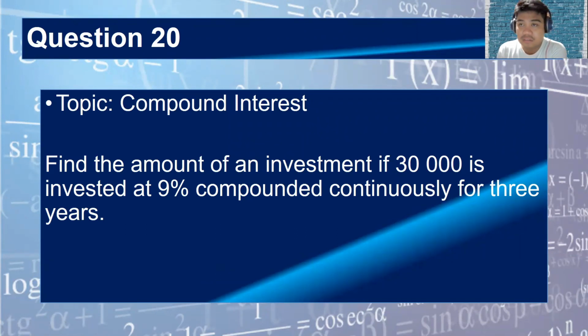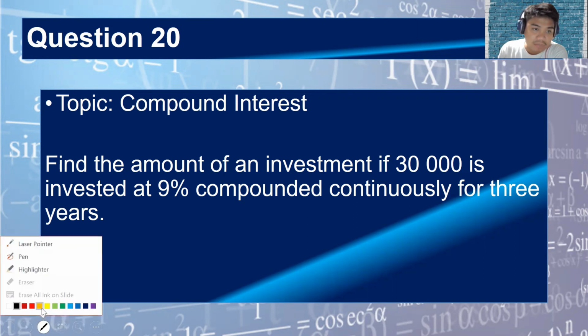So still on mathematics of investment, and it is continuous compounding, compounded continuously. So it is still on compound interest. Find the amount of an investment if 30,000 pesos is invested at 9% compounded continuously for 3 years. So our previous question earlier was compounded quarterly, but in this problem, it is compounded continuously. So we have a formula for compounded continuously. So our formula for this is, let me change the color of the pen.